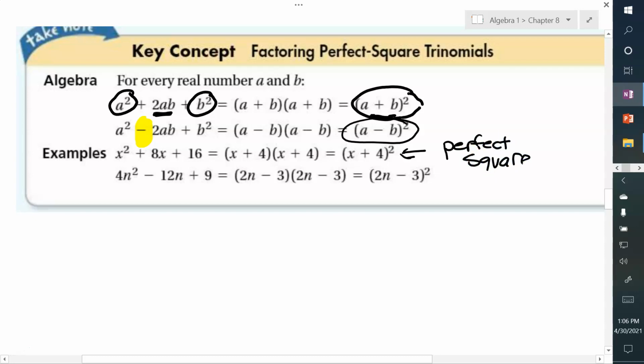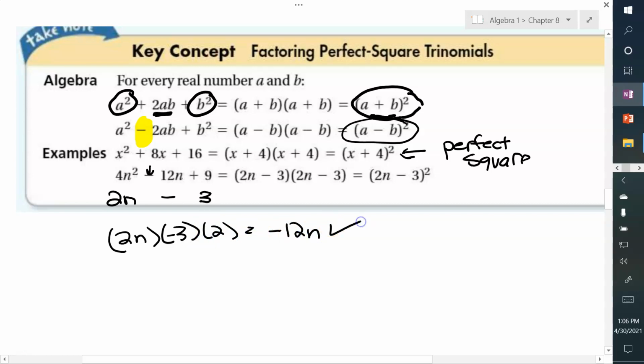Look at this one, 4n² − 12n + 9. Take the square root of 4n². You should get 2n. Take your square root of 9. You should get 3. And then check it out. I have a negative here, so it should be 2n − 3, which is what they show over here. And then let's check and make sure that really is a perfect square. So 2n times negative 3 times 2, because I'm going to double that. That does give me 12n. So that is a perfect square. So my answer would be (2n − 3)².